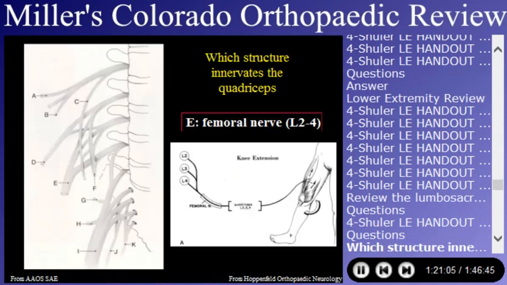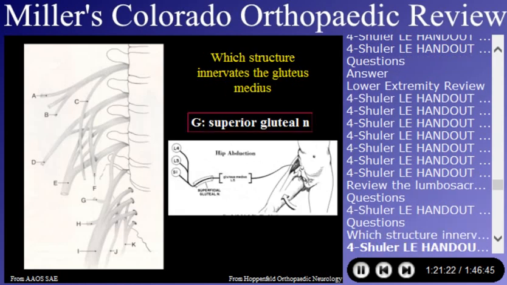Which structure innervates the quadriceps, quads? Femoral nerve. And if you don't even have a guess, you know it's L2 to L4, so just count up. L2 to L4 is here, so look, you can at least narrow down your guess to 3 here. But it's the largest one, it's the femoral nerve. What structure innervates the gluteus medius? Superior gluteal nerve, G.